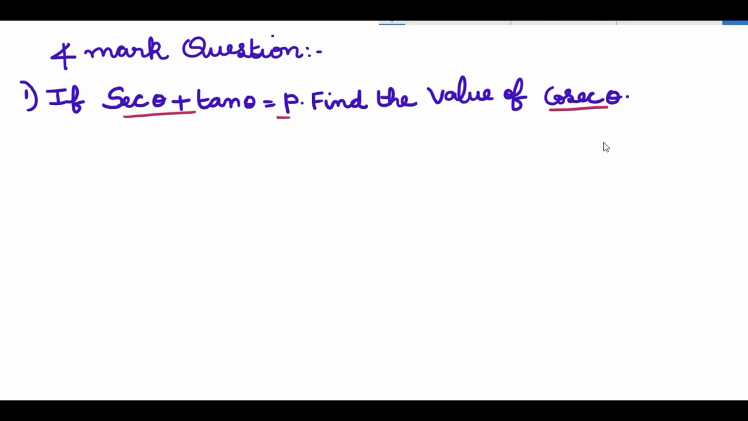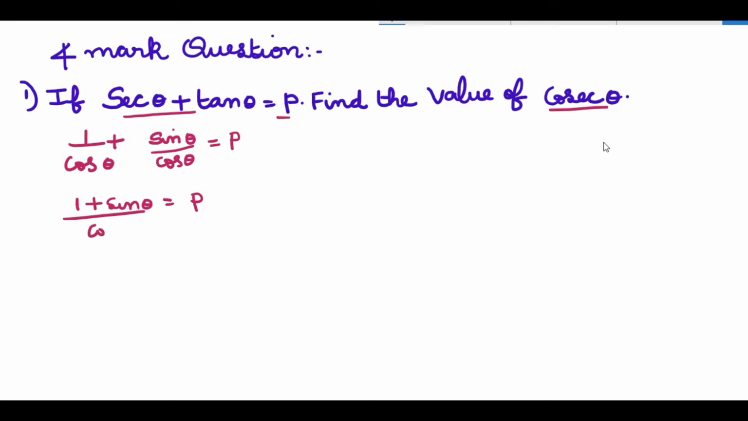For that, first we will write sec theta and tan theta in terms of sin theta and cos theta. We know sec theta is nothing but 1 by cos theta, and tan theta is nothing but sin theta divided by cos theta, equal to P. So first we have replaced sec theta and tan theta with cos theta and sin theta. Now taking the LCM, I have 1 plus sin theta equal to P by cos theta.